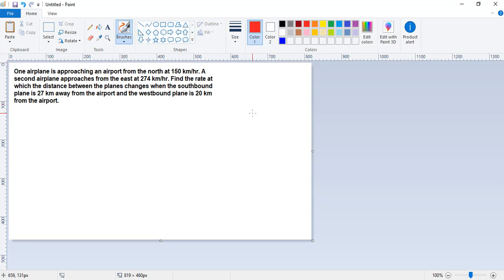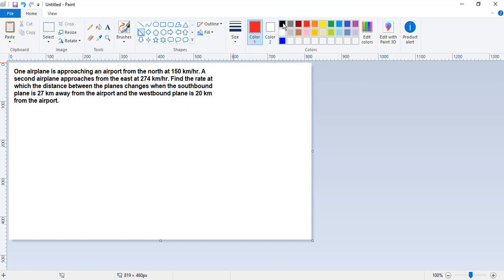One airplane is approaching an airport from the north at 150 kilometers per hour. A second airplane approaches from the east at 274 kilometers per hour. Find the rate at which the distance between the planes is changing when the southbound plane is 27 kilometers away from the airport and the westbound plane is 20 kilometers from the airport. Now, what I got from that is that we have one plane that's going south and one plane that is going west. So that means that we can model this by using a right triangle.